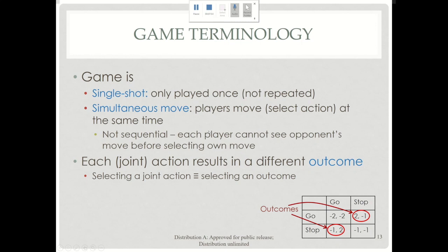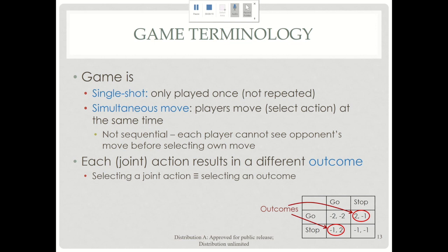Finally, I would like to just clarify some terms. Remember that the normal form game is a single shot game, which is, it's only played once. It's not repeated. Going back to the bridge example, in our case, each player would cross the bridge just once and the game would end. By that I mean either they go, or go, stop. Whatever the action they take, they do it once and the game is over.